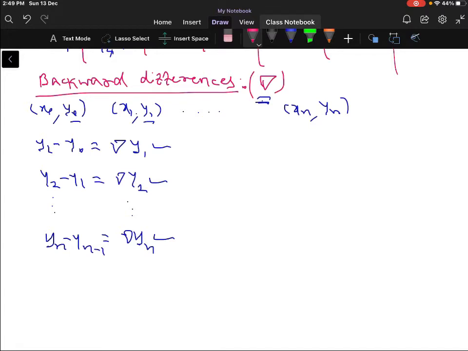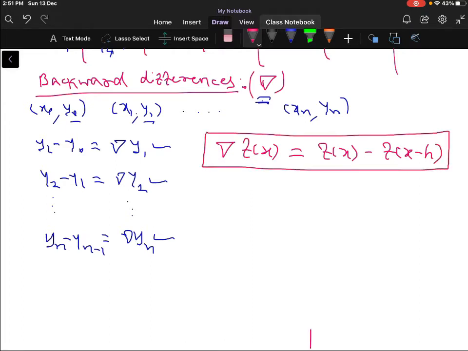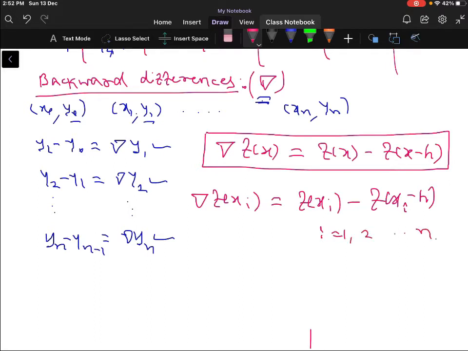Generally we define the first backward difference as nabla of f of x is equal to f of x minus f of x minus h. Or we write nabla of f of xi is equal to f of xi minus f of xi minus h, where i is equal to 1 to n.